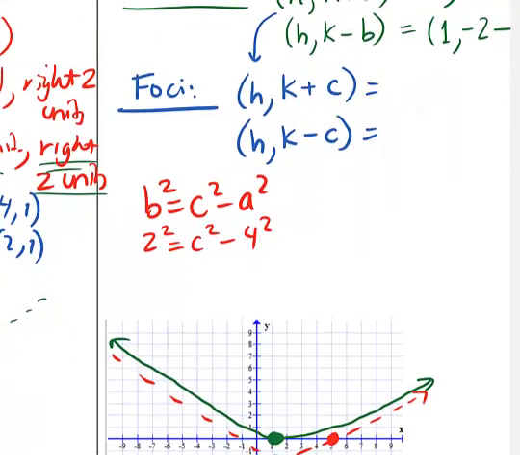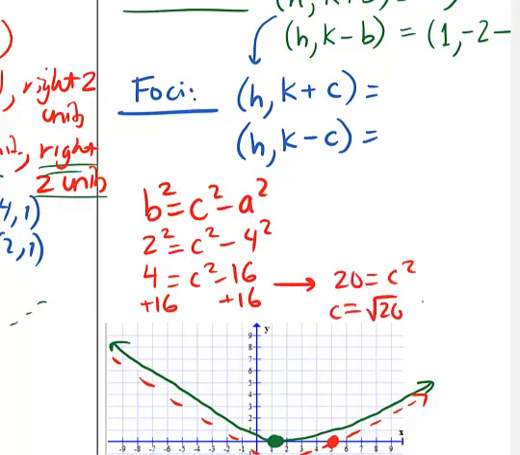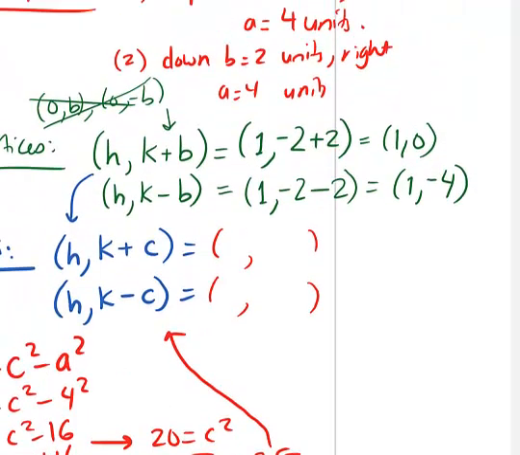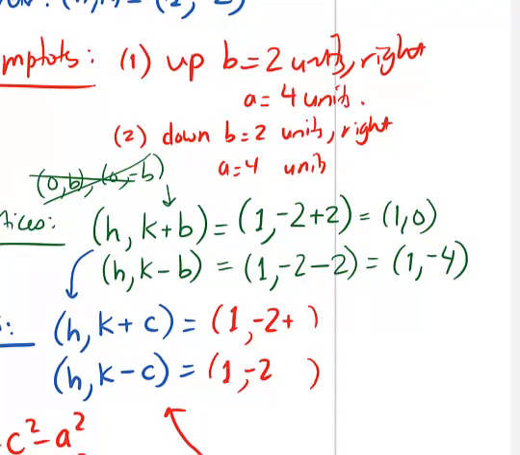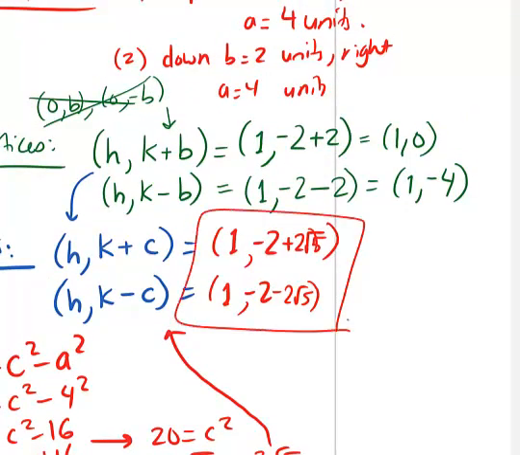Okay. So if I simplify that, 4 equals c squared minus 16. If I move the 16 over, I'm kind of running out of room here. 20 equals c squared. So c must be the square root of 20, or if I simplify that, that's 2 root 5. There we go. So I can fill everything I know in now, and that should be my foci. So h, what was h again? Oh lord, I already forgot. 1, and k was negative 2. But now to the y coordinate, or to k, I'm adding the value of c, so 2 root 5, and then I'm subtracting for the other focus. There they are.